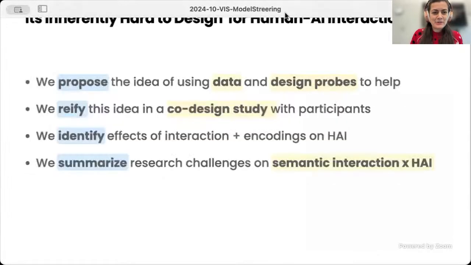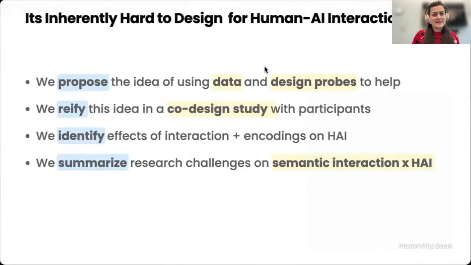And the goal of this research was to do a few things, addressing the issue that it's actually inherently hard to design for human-AI interaction. And I'm not the first person saying there's a lot of really interesting literature in the CHI community about this very specific problem. And so what we try to do here to understand and address some of this is to propose the idea of using data and design probes as a way to understand early in the process how users actually want to interact and provide feedback to machine learning models.